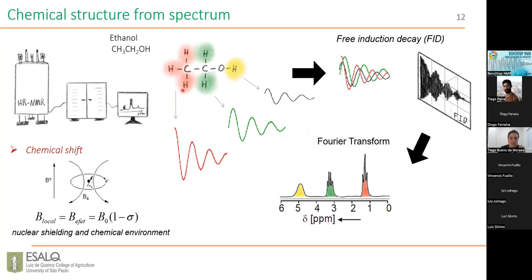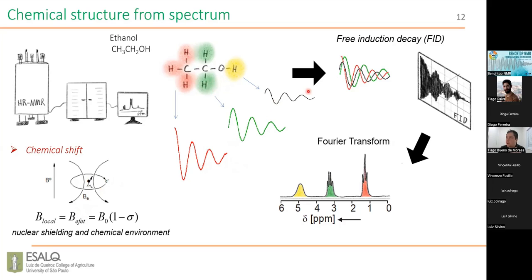So let's think, for example, about ethanol, CH3, CH2, OH. There are three different chemical environments for the hydrogens in this situation: the red one, the green one here, and the yellow one. Because of the electron cloud in each situation, the hydrogen nuclei are more or less shielded than the others. So the effective magnetic field that they are interacting with is different, and they have different precession frequencies, represented here by these colors.